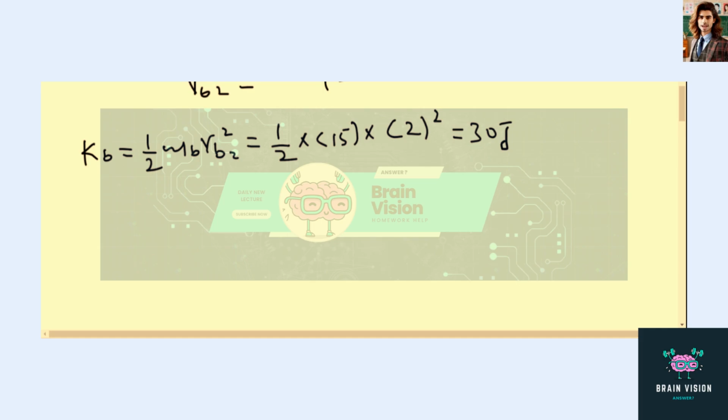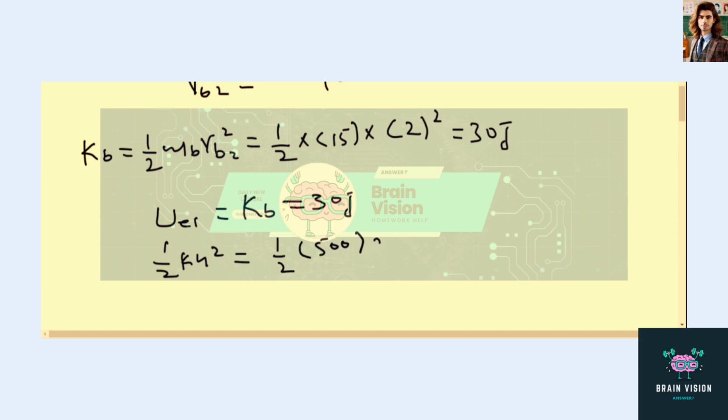Compressing the spring a distance x from its original position, the elastic potential energy is equal to the kinetic energy of the block, which is 30 joules. Elastic potential energy is half k times x squared, so half times 500 times x squared is equal to 30, and solving for x, x equals 34.6 centimeter.